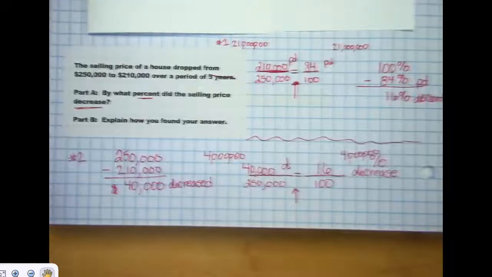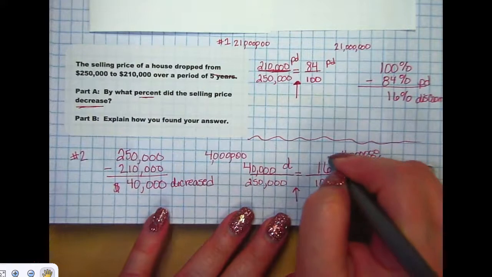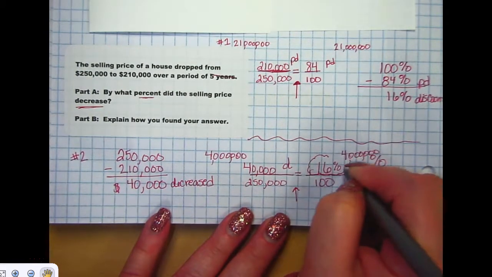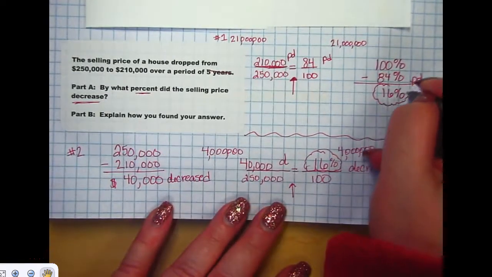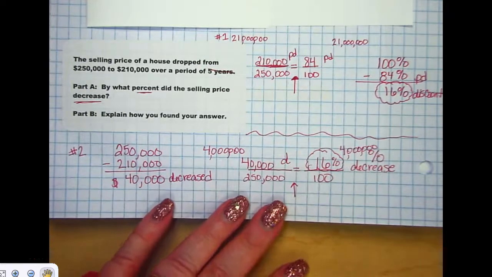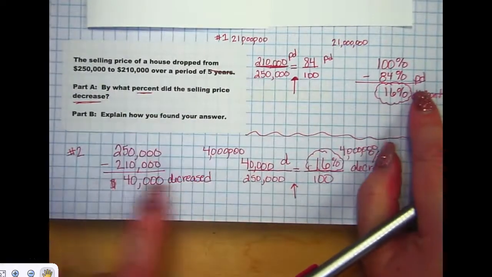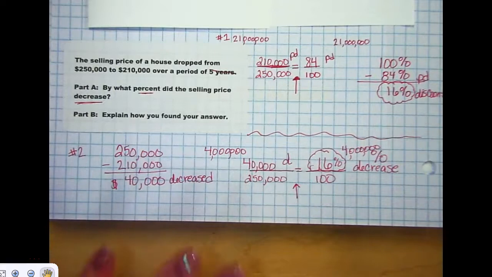So either method works to get me 16%. Here I get 16%. And in this method, I get 16%. And did I really have to do kind of the same math? Percent proportion, subtract and subtract. So really there's two different ways you can think about it.